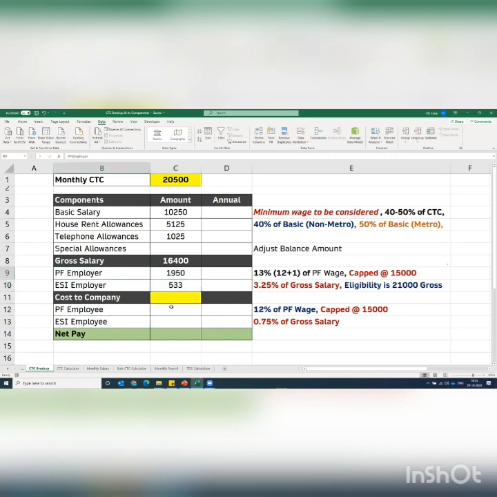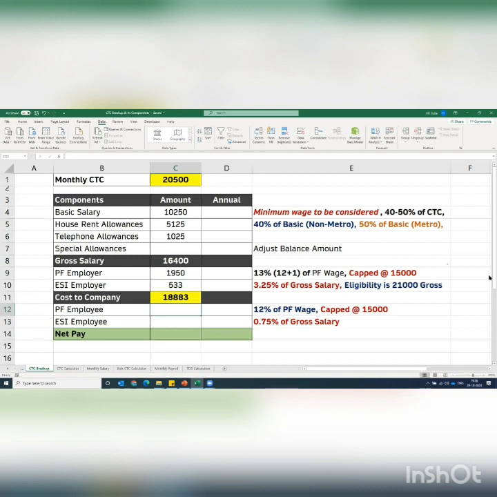Now we can calculate the CTC. What is the formula for the CTC? The formula is gross salary plus employer's contribution. We get CTC, right? Let's apply that. Gross salary plus, it means sum of the above three, gross salary plus employer's contribution. We get CTC, right? We have calculated CTC also for this employee.